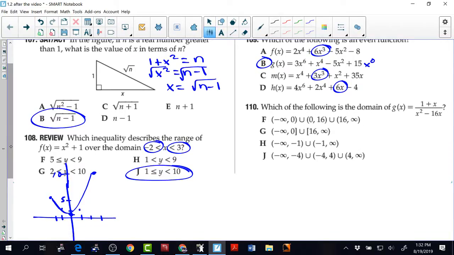Which of the following is the domain? There's only 2 problems with domain. Even radicals, denominators. This one has a denominator. So we're going to factor out an x. There we go. That helps a little bit. So x equals 0 is a problem, and when x is 16, that's a problem. So we got to skip over 0 and 16. So that is letter F. Denominators are a problem. We can't have denominators be 0.